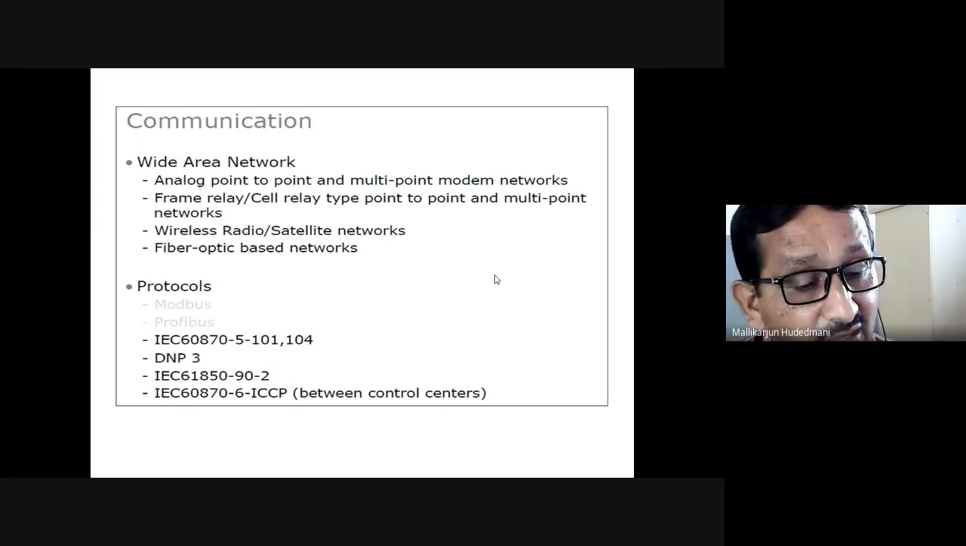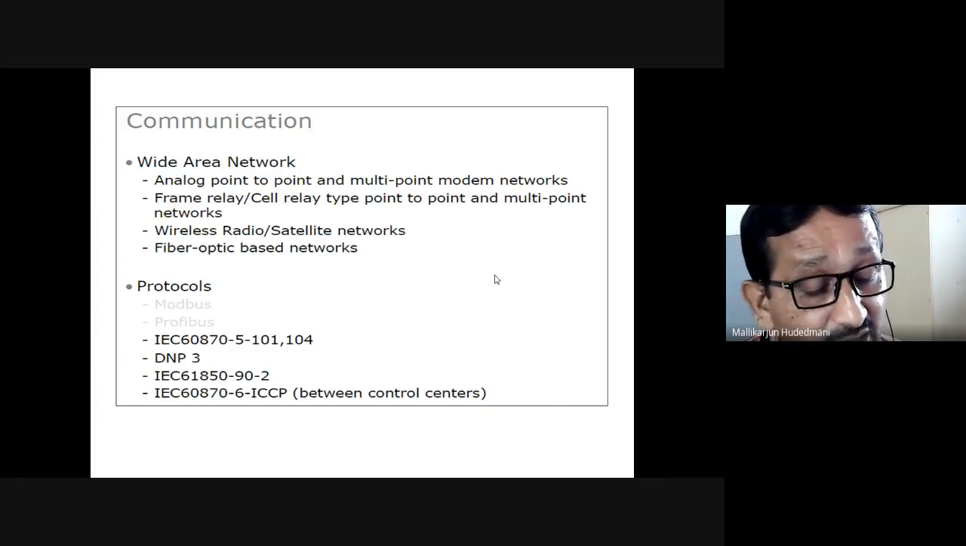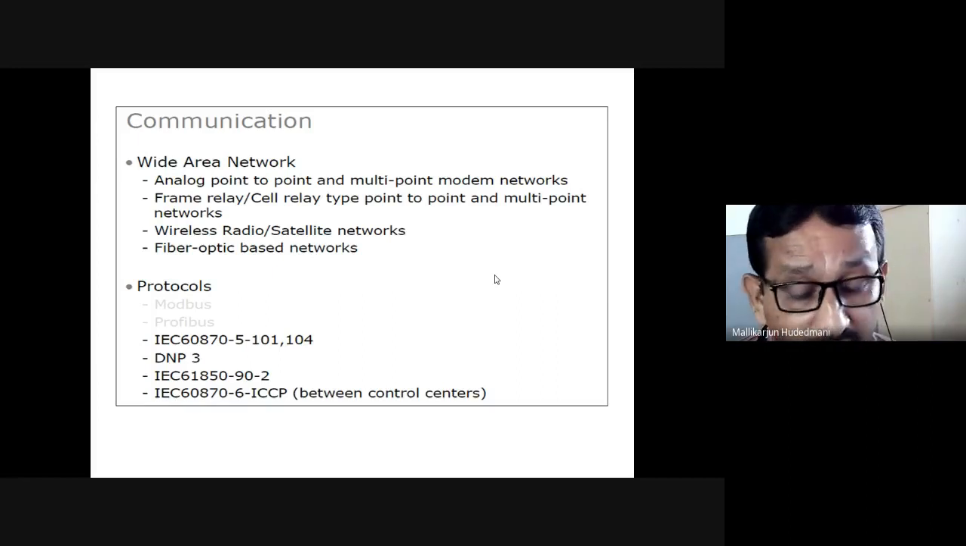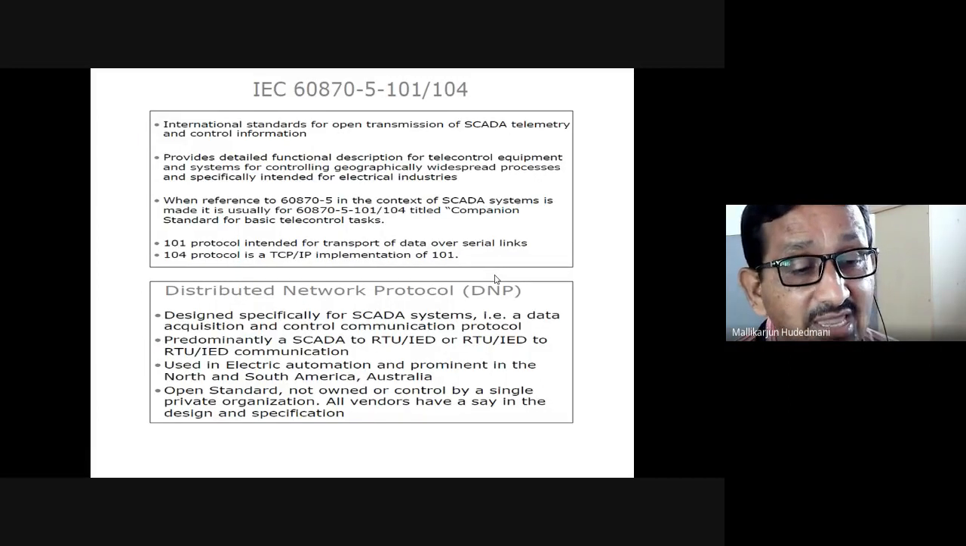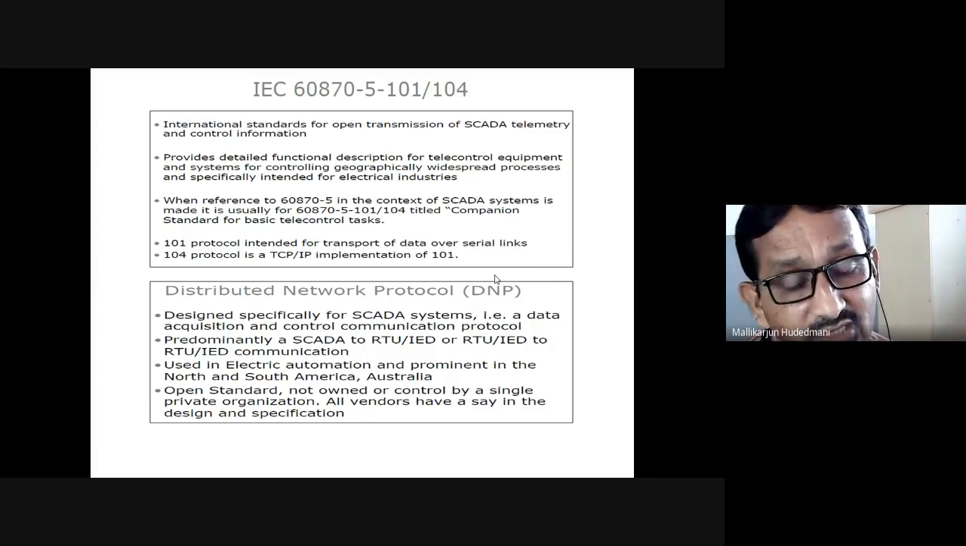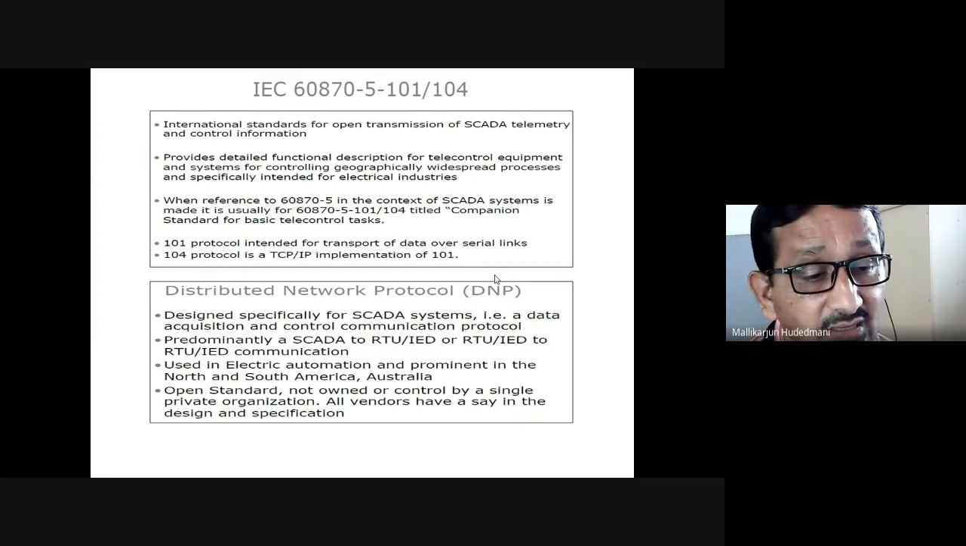This is the requirement of wide area with all possible modes of communication, and with each communication there should be a language to communicate, which is the protocol, which we listed down one by one. Next to which is IEC 60870-5, 101 or 104. See why it is developed. What is the need of this? International standards for open transmission of SCADA telemetry and control information.